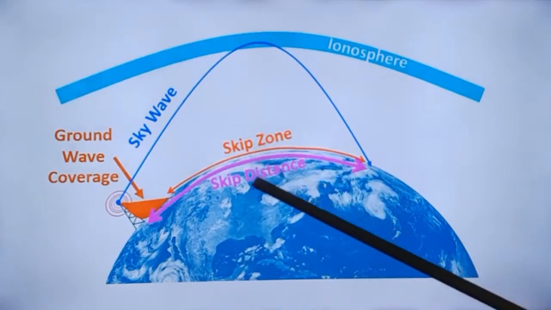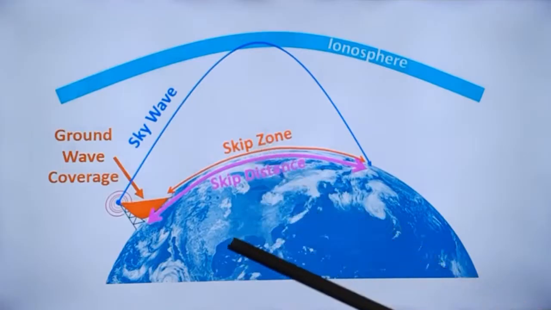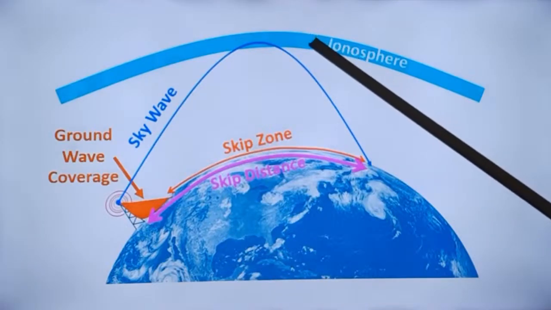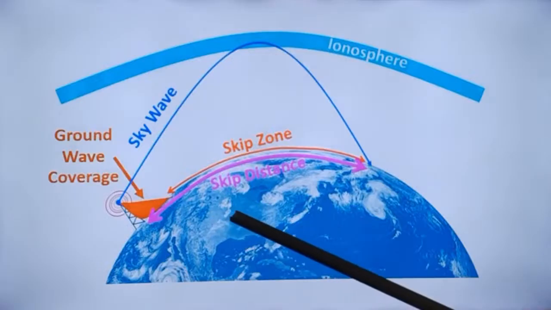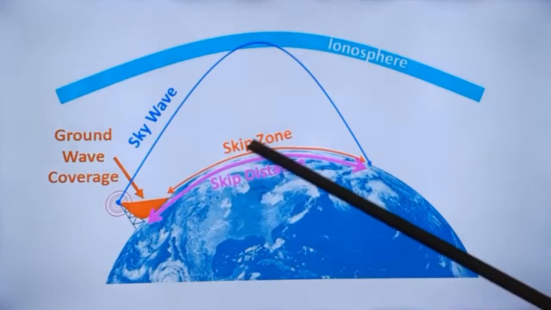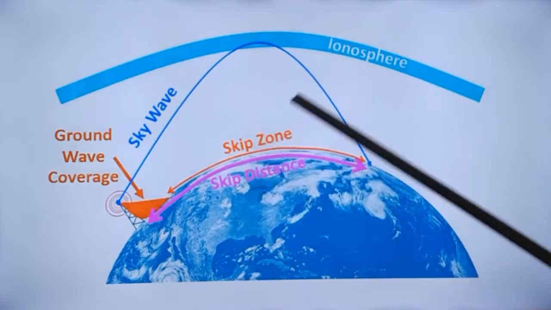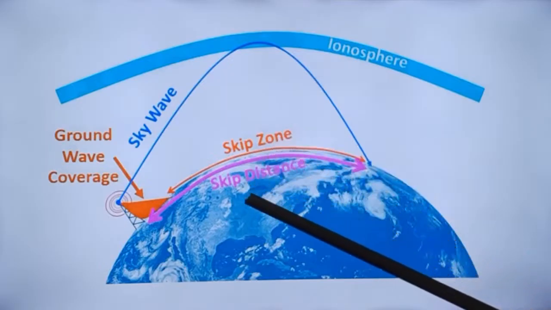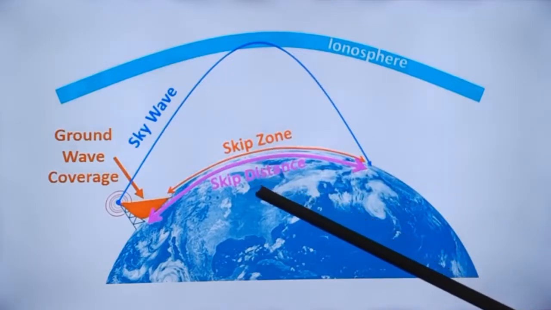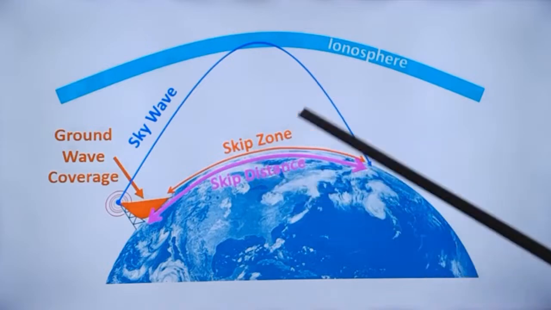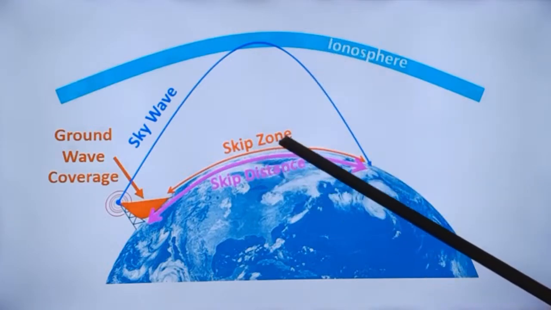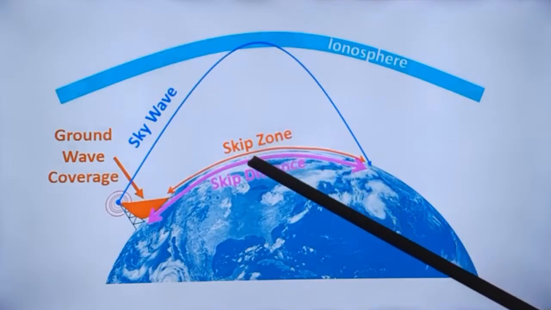The skip zone and skip distance are not static. They will change according to the ionospheric ionization conditions. It will be different at daytime and nighttime, as well as between morning and noon. There will be difference because ionospheric ionization conditions change.